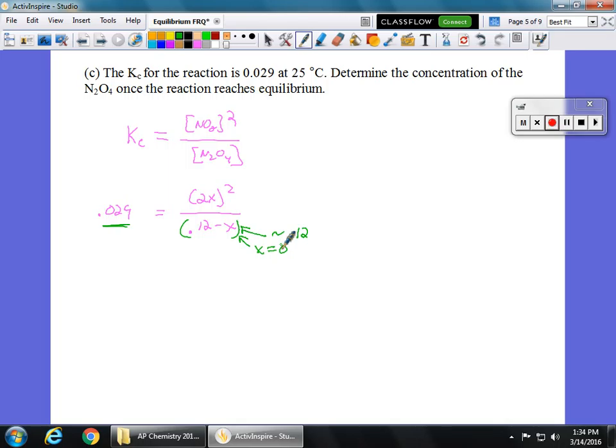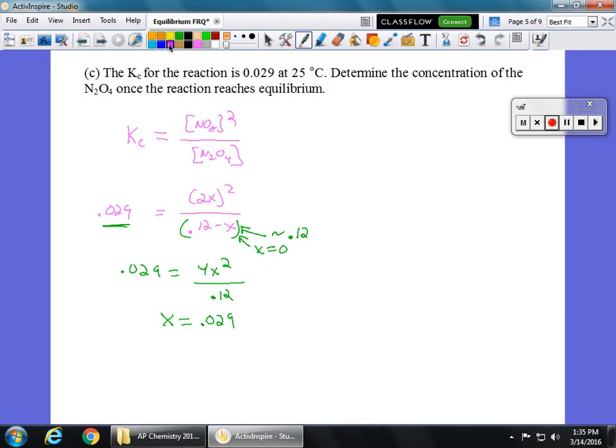If we were to do that, that would give us 0.029 equals 4x squared over 0.12. And if we solve for x in this expression, it's going to give us 0.029. It's actually the same number as our equilibrium constant. Now, that's not the answer. We already know that we found it to be 0.026. Well, what do you do at this point?